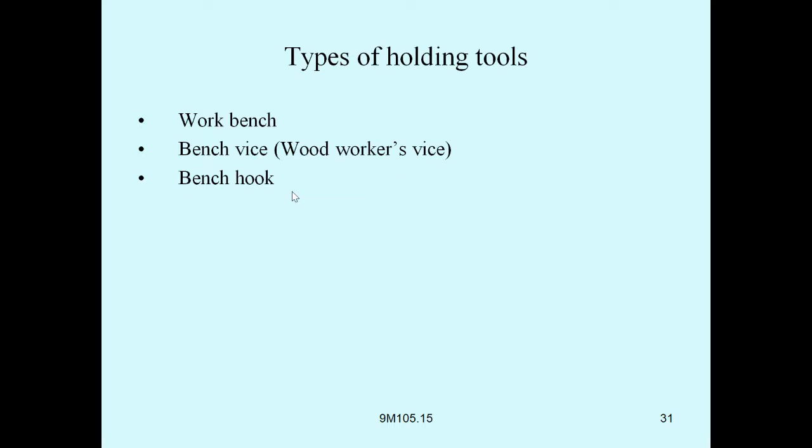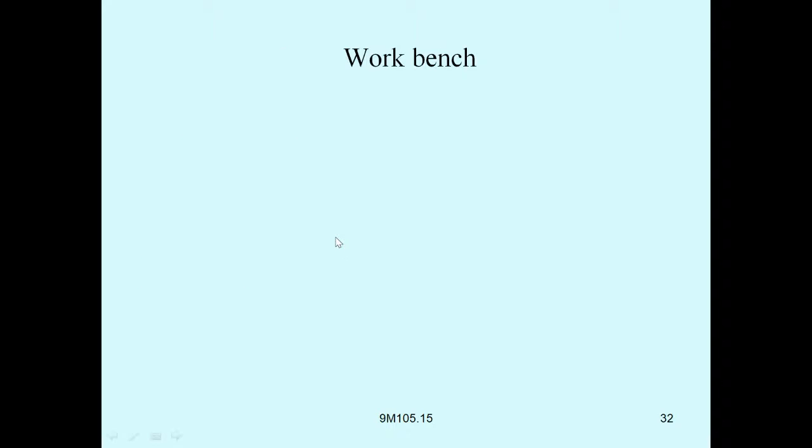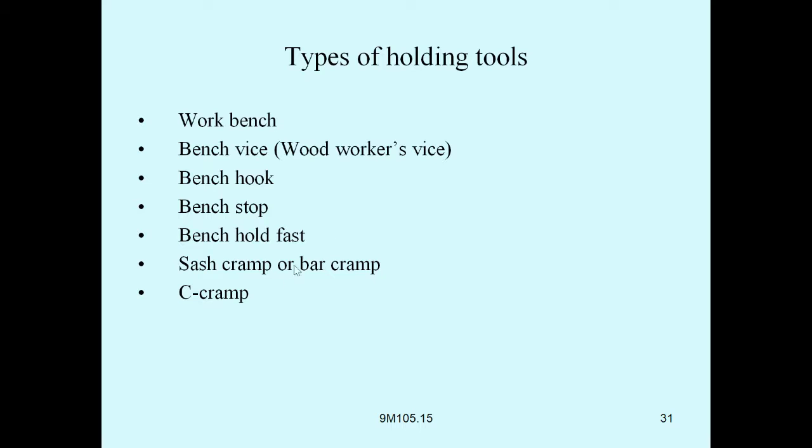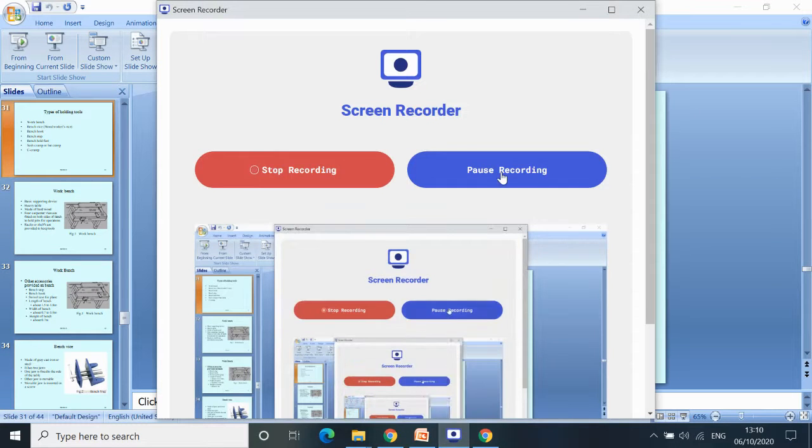These are the different types of holding tools or devices: workbench, bench vise or woodworker's vise, bench hook, bench top, bench hold fast, sash cramp or bar cramp, C cramp. So these are the different types of holding devices used in carpentry.